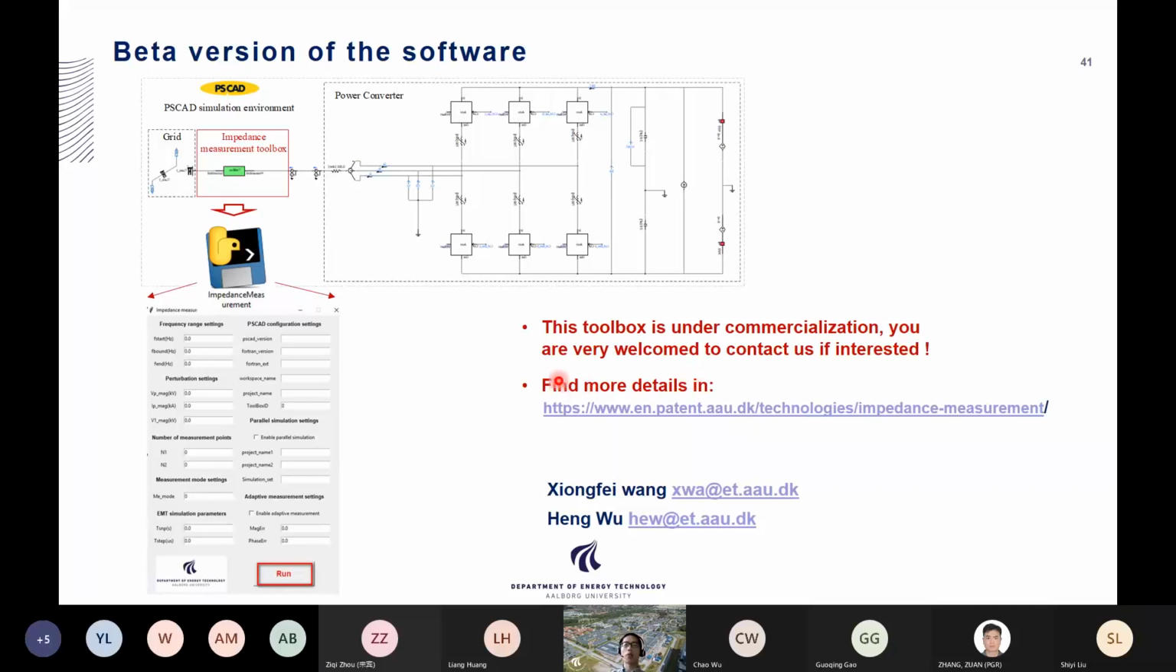And we would like to say the software is now under commercialization, and you can find more details through this link. I believe the first version will be available this year. And if you are in academia, our current idea is that we can provide a basic version for free. So if you are interested, you can contact me or Xiongfei afterwards.